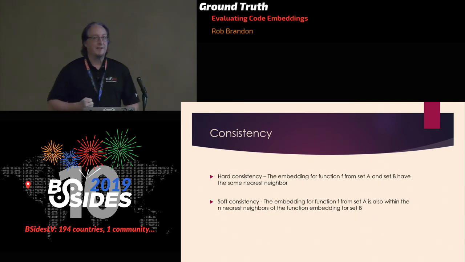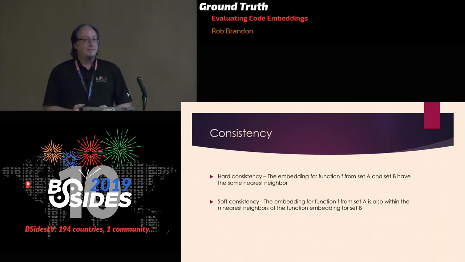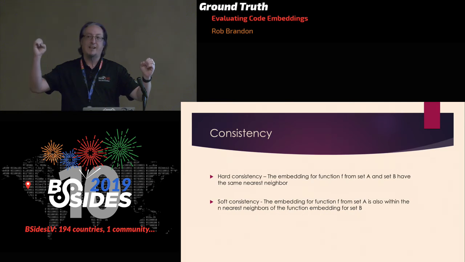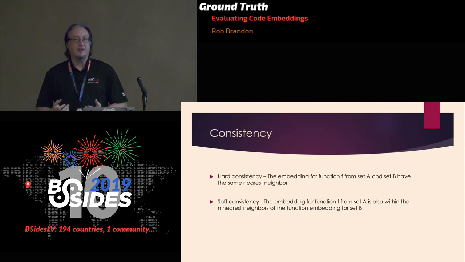So it's basically saying that if I embed a function in SAFE, hard consistency with worm2vec would be that the same function has the same nearest neighbor in worm2vec as it does in SAFE. So soft consistency just means that the nearest neighbor from, say, function f in SAFE is within the 10 nearest neighbors, or the n nearest neighbors, of the same function in worm2vec for some value of n.